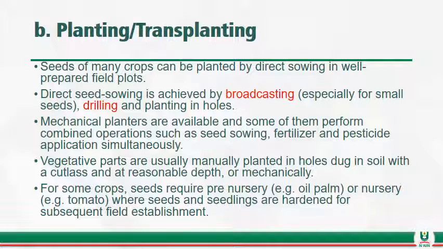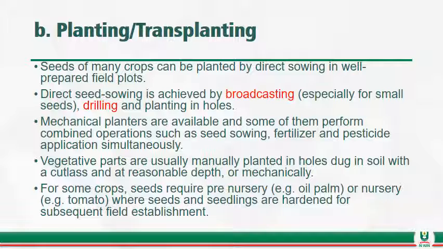Now you have cleared the land, you have already tilled it. The next thing you will do is to plant. The land is now ready for planting, and you plant seeds. So seeds of many crops can be planted directly into the soil that you have prepared, into the plots that you have prepared. And direct seed sowing is achieved by broadcasting. You broadcast like you are throwing it around, in no specific order, especially for small seeds like your rice. You just throw it in no specific order, no spacing, nothing.